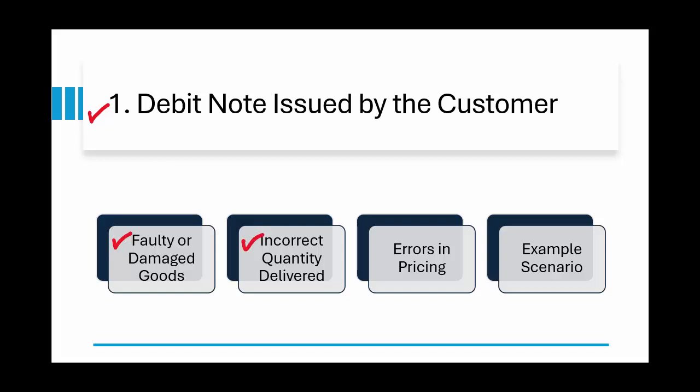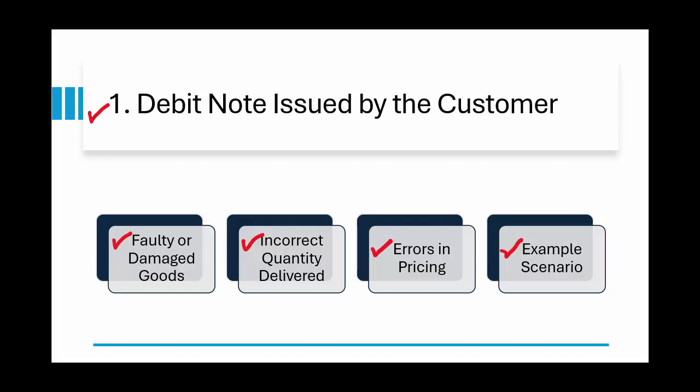Incorrect quantity delivered. If the supplier delivers fewer items than ordered but charges for the full quantity, the customer can issue a debit note to adjust the amount due. This document formally requests a reduction to match the quantity that was actually received. Errors in pricing. Sometimes, the supplier may mistakenly overcharge on an invoice. The customer might notice that a higher price was applied than agreed upon. In this case, the customer issues a debit note to request a correction in the price, ensuring that they pay the agreed amount only.